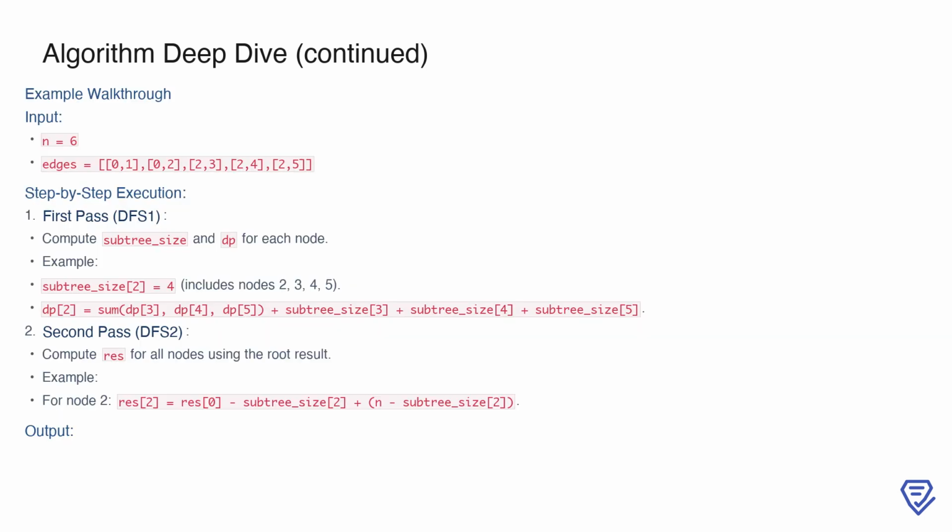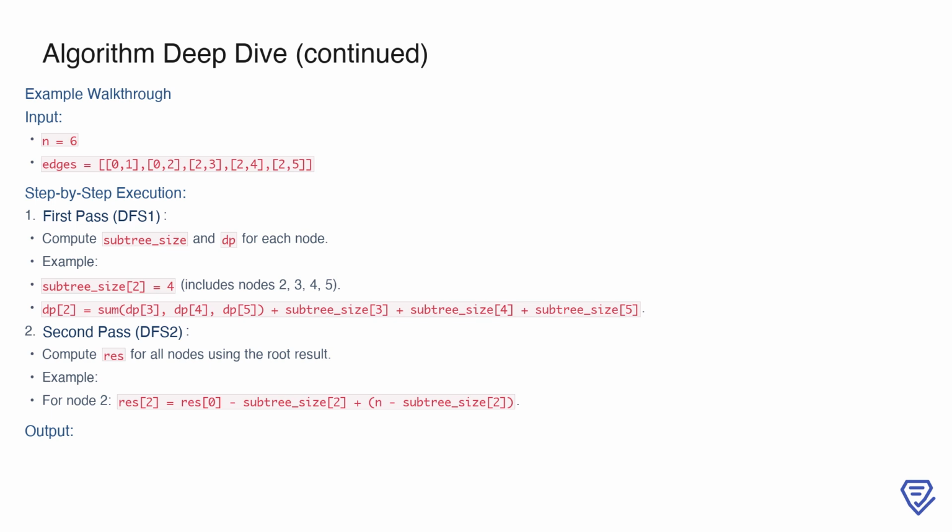To understand the algorithm better, let's walk through an example with 6 nodes and edges connecting them as shown. During the first DFS, we calculate the subtree size and dp values. For instance, node 2, which is connected to nodes 3, 4, and 5, has a subtree size of 4, as it includes itself and its 3 children. The dp2 value is computed as the sum of distances from node 2 to nodes 3, 4, and 5, adjusted by their subtree contributions. Once the first pass is complete, we proceed to the second DFS.